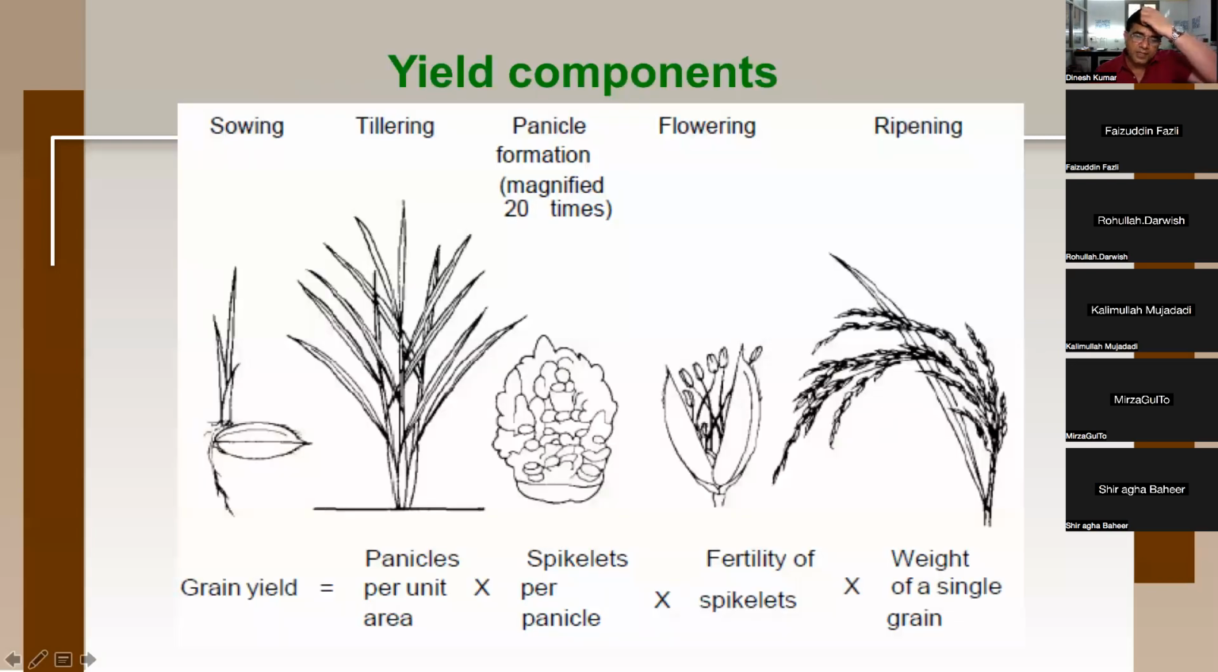Now friends, see this example, how these yield attributes are important in deciding the final yield in case of rice. So you can see here a simple figure that you need to understand. I'll make you understand how.